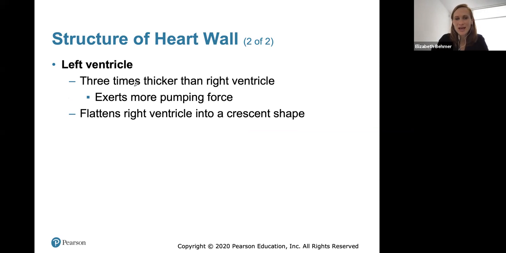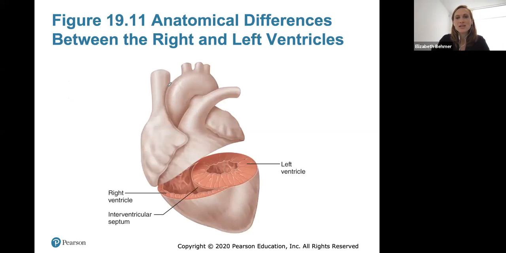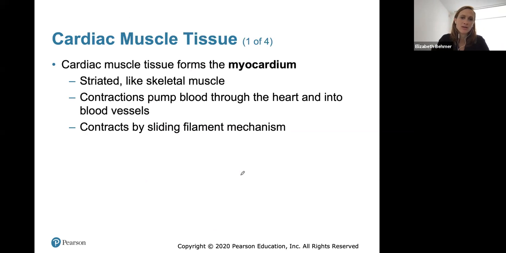The left ventricle has the thickest wall, and that's because it exerts more pumping force. Your left ventricle is what is pumping out the blood to the entire systemic circulation. And you can see that here, some anatomical differences. You can see the left ventricular wall is much thicker than the right ventricular wall.